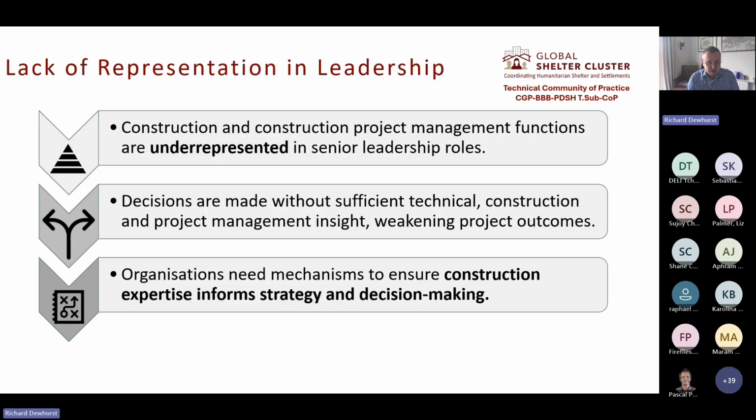And because construction plays this supporting role, both construction and construction project management functions are underrepresented in senior leadership roles. As a result, high-level decisions are often made without sufficient technical or project management insight. So representation at leadership is essential to ensure that construction and project management expertise inform strategic decisions and program management, helping to align the strategy with the practical realities and risks.